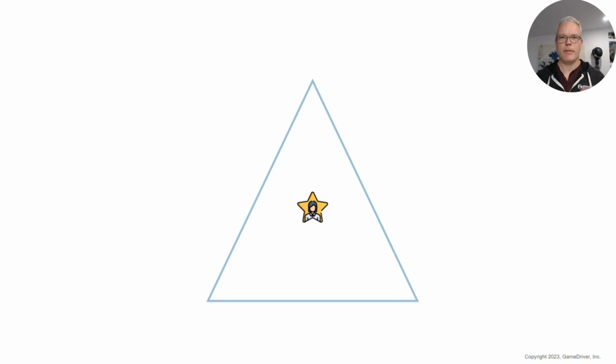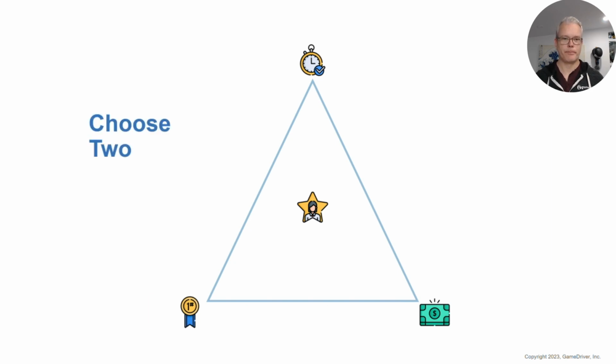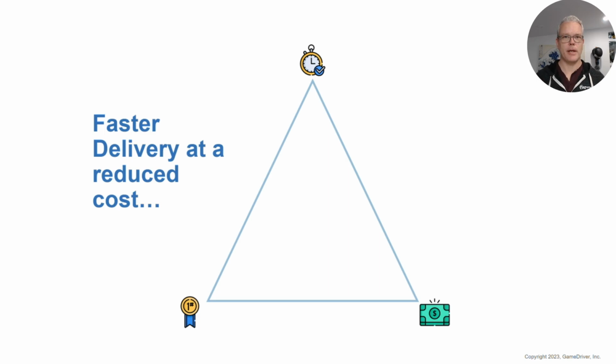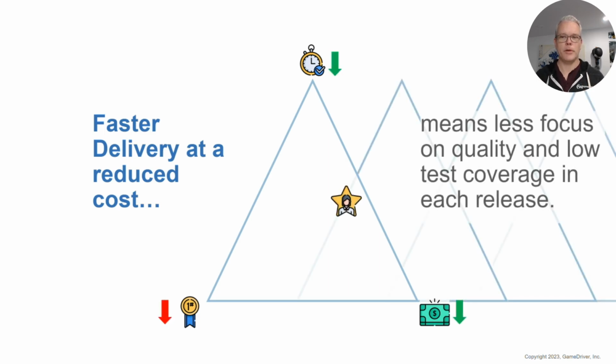So to answer this question, imagine that we're introducing any sort of features or changes, and we have three factors to consider: time, cost, and quality. And the problem is we can only choose two. If I want faster delivery at a reduced cost, for example, this means we have much less focus on quality and low test coverage in each release. Essentially, we're moving so fast that we never have time to test everything. And this means we have very low quality in general because we're always rushing to keep up with the latest.